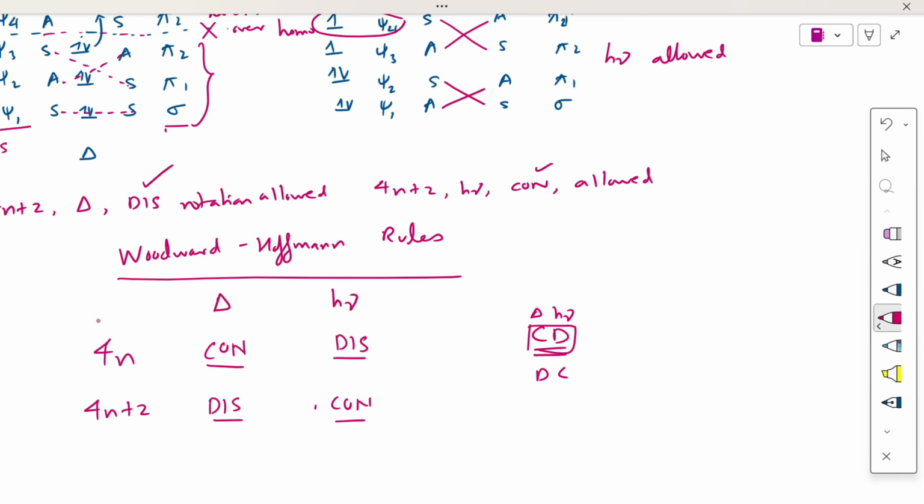Okay. So with the help of the orbital symmetry correlation method, we have clearly arrived at the Woodward Hoffmann rules. If you know these rules, we can nicely solve all the problems in electrocyclic reactions.